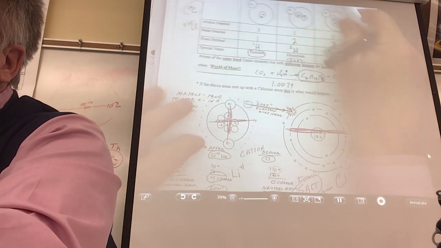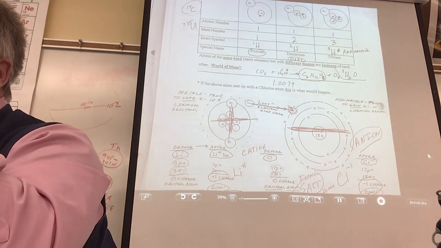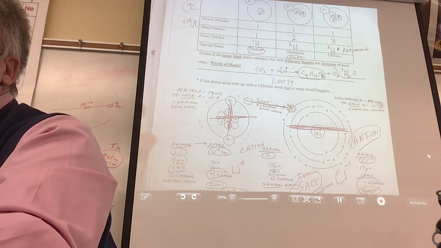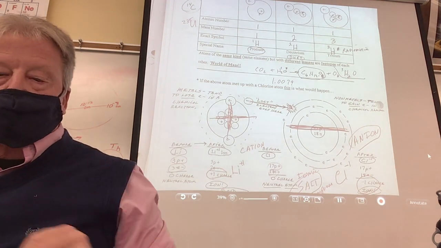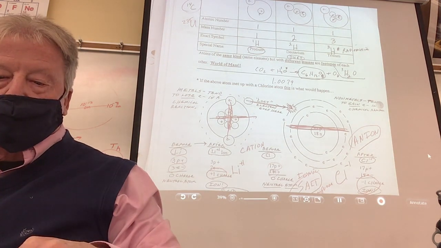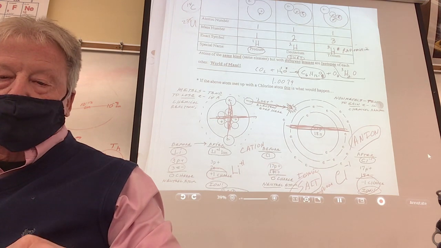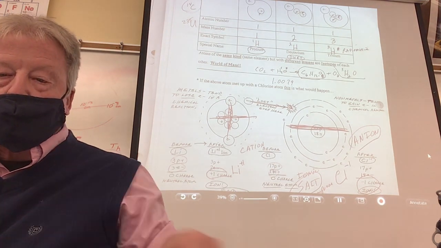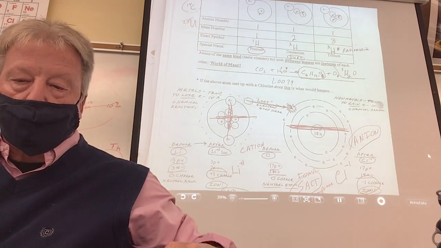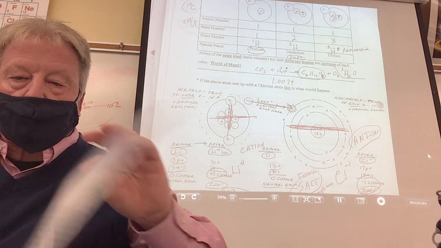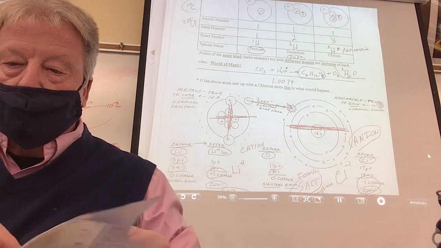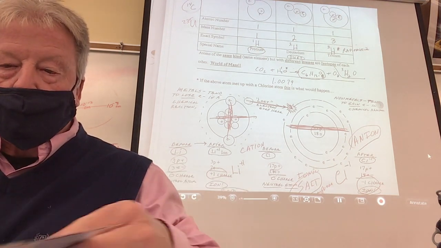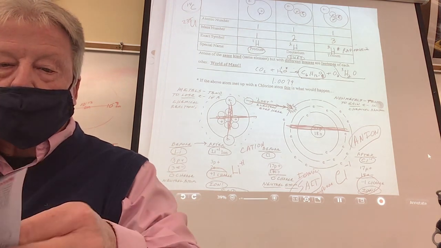If you're looking at your chapter, there's a section where it shows you, and I'll show you a picture right here. Whoops, skipped it. Where is that thing?